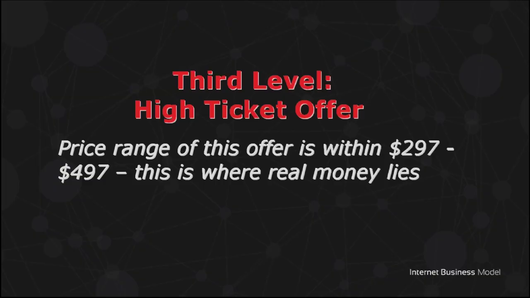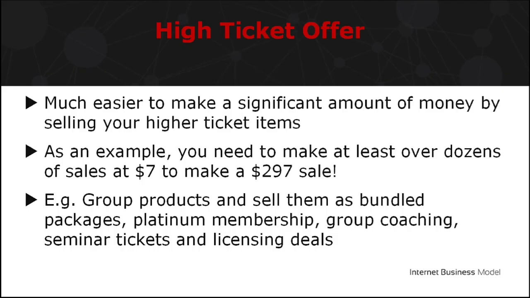The third level is one of our favorites, and it's called the high-ticket offer. The price range for this offer lands within $297 to $497. This is where the real money lies. It's much easier to make a significant amount of money by selling your higher-ticket items. As an example, you need to make at least 42 sales at $7 to make just one $297 sale. You can group products and sell them as bundled packages, platinum membership, group coaching, seminar tickets, and licensing deals.